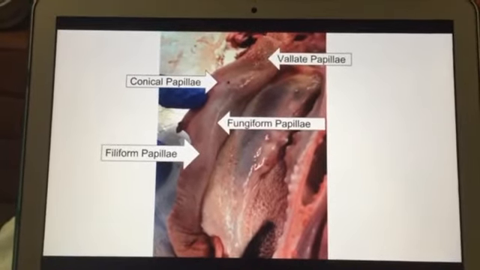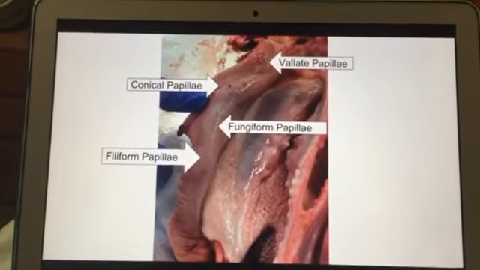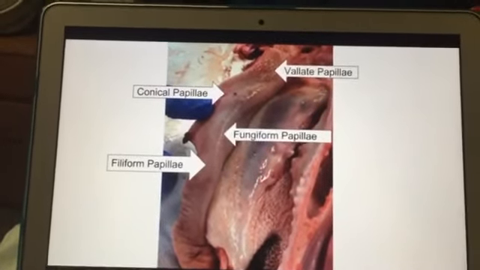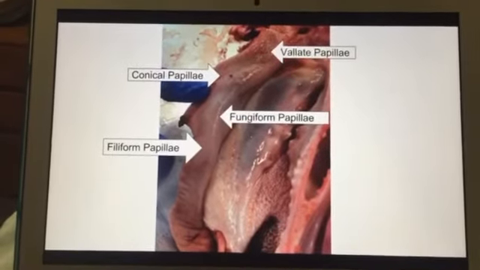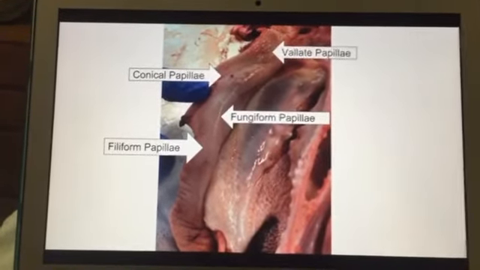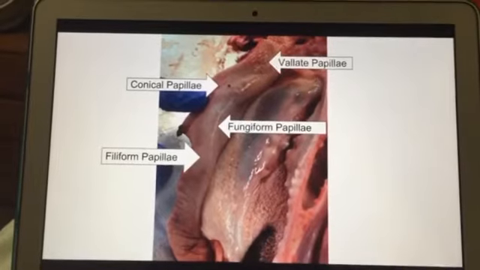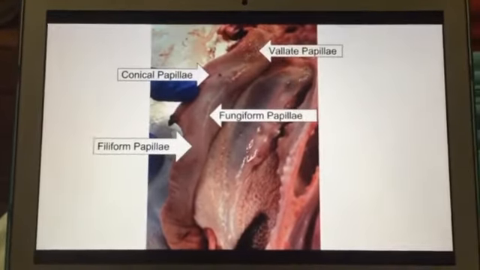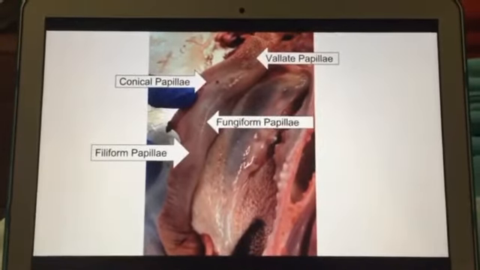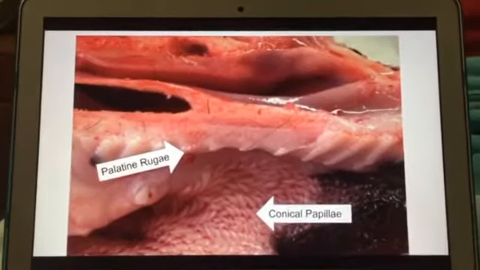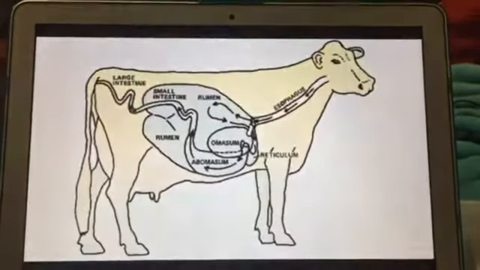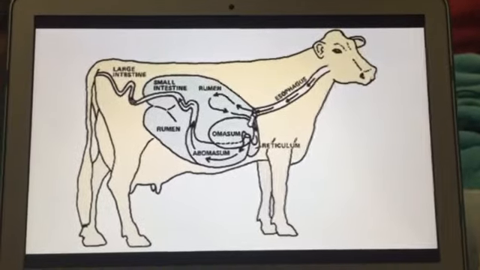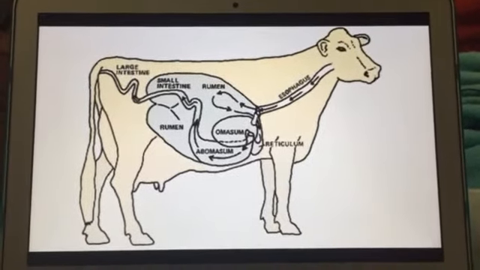Filiform papillae are hair-like and are located on the apex of the tongue. Fungiform papillae are interspersed among the filiform papillae and resemble tiny mushrooms. Vallate papillae are large circular projections that are surrounded by a deep groove. They are arranged in a V shape on the caudal part of the body of the tongue. Conical papillae are located on the body of the tongue. The mouth also has palatine rugae and conical papillae on the cheek. Once food passes the tongue, it then passes the pharynx and enters the esophagus. The esophagus is a muscular tube that extends to the stomach.